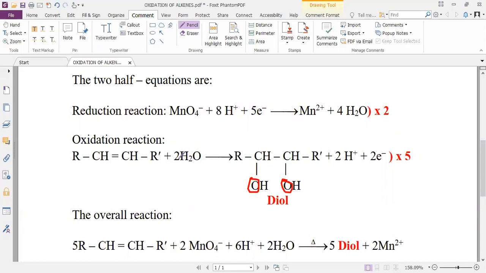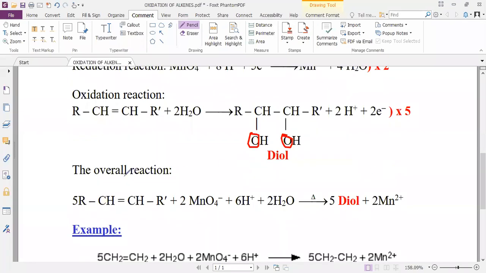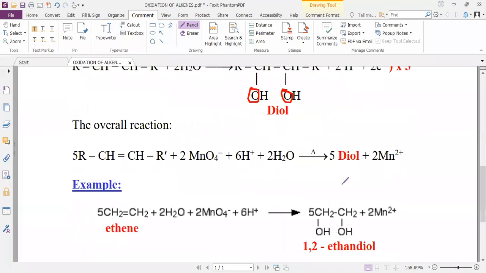Then we balance hydrogen by adding H plus. 2 times 2, 4. And here we have 2, 6. 2 and 4. 2 and 2, 4. Then we add 2H plus. So here we have 2 electrons. So multiply by 2 and down by 5. Then we add the overall reaction.